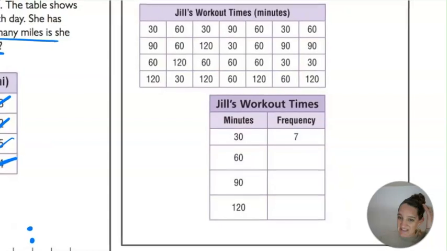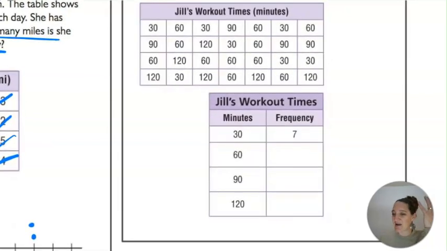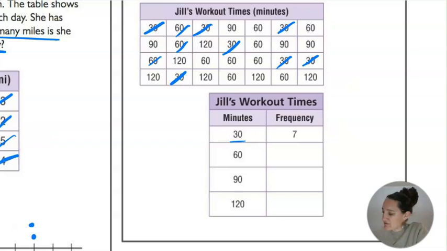Okay? All right, so now let's do a frequency table. The way we do a frequency table is it gives us just information about how long Jill worked out for. So if you look, they've already started. They've already found out that she worked out for 30 minutes 7 times. So 1, 2, 3, 4, 5, 6, 7. Okay, how many times did she work out for 60 minutes? Let's find out. 1, 2, 3, 4, 5, 6, 7, 8, 9, 10, 11. 11 times. How many times did she work out for an hour and a half? 90 minutes? 1, 2, 3, 4 times.